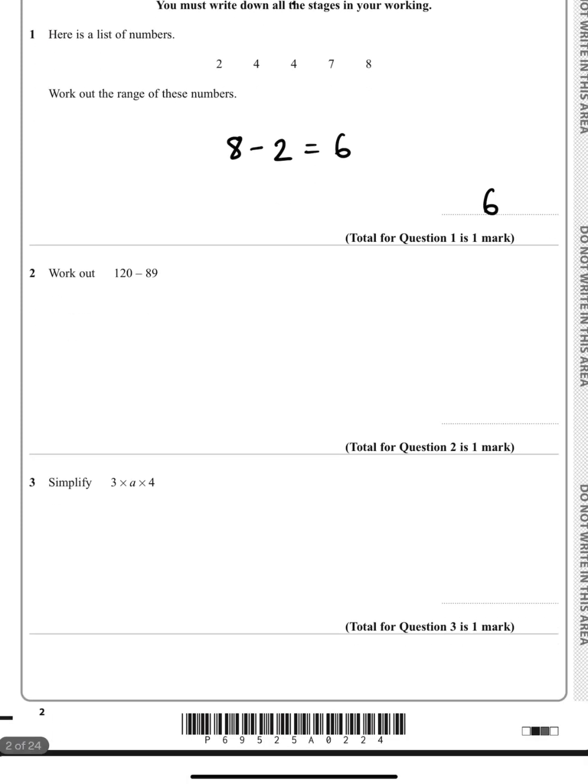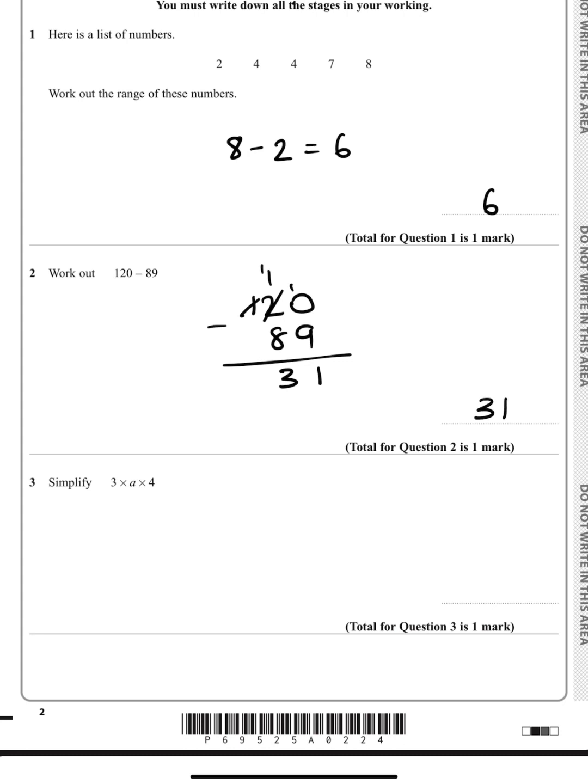Question 2 is work out 120, take away 89. So we need to carry a 10 over. 10 take away 9 is 1. We need to carry another 10. 11 take away 8 is 3. So the answer is 31.